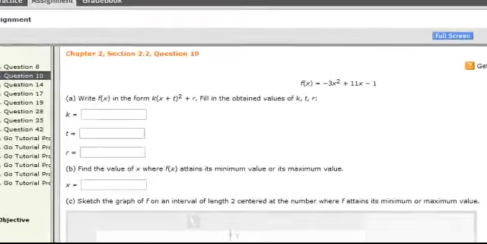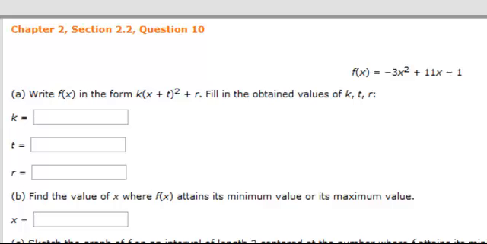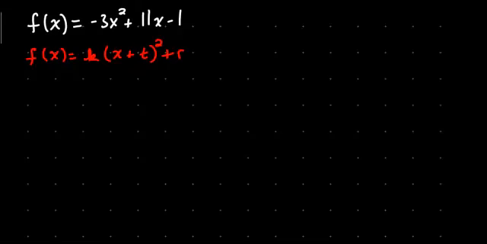Okay, let's look at a problem here using the graphing utility on WileyPlus. We have this quadratic, negative 3x squared plus 11x minus 1, and we want to put it in that form that we're going to call vertex form, k times (x plus t) squared plus r. So let's go to our notes here. f of x is negative 3x squared plus 11x minus 1, and there in red you see that's the form that we want to get it in.